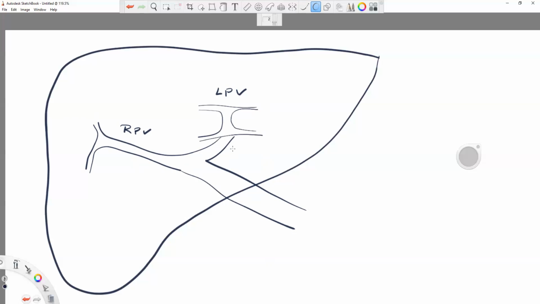Left portal vein, this is still left portal vein down here. The little man is the umbilical segment of the left portal vein.